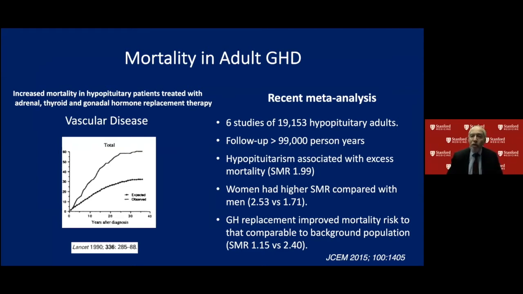Over the next 35 years, there have been about 6 studies that are meta-analyses looking at over 20,000 hypopituitary patients and 100,000 patient person years. And this confirmed that hypopituitarism was associated with an excess mortality, even if replacement with adrenal, thyroid, and gonadal hormones had been achieved. Women had an even higher mortality than men. There has been some suggestion, however, that once we started using growth hormone replacement therapy, that this mortality risk returned to normal.